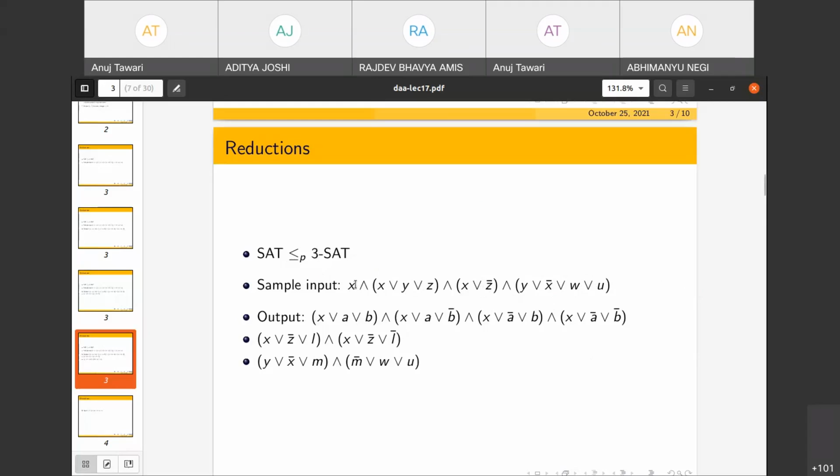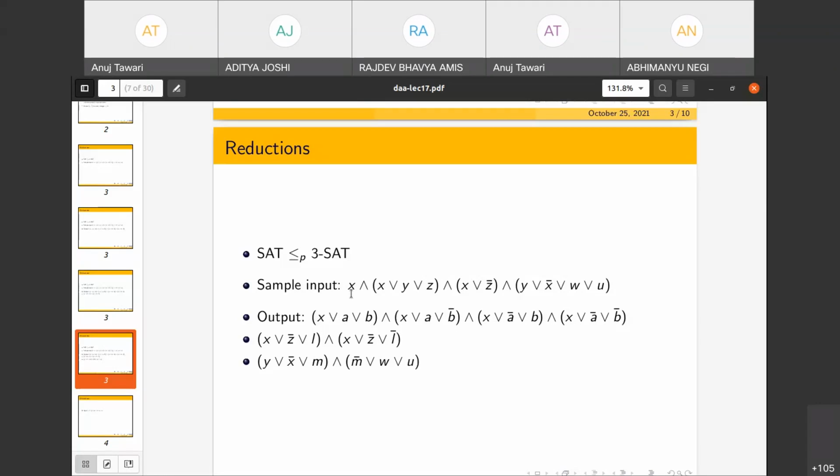So we decided to reduce it in this way. When there is only one variable, we introduce 2 additional variables and consider all possible combinations of these 2 variables. Right? So x got reduced to x or a or b, x or a or b bar, x or a bar or b, and x or a bar or b bar. Okay. So if these 4 can be satisfied in some way, then x must be true.